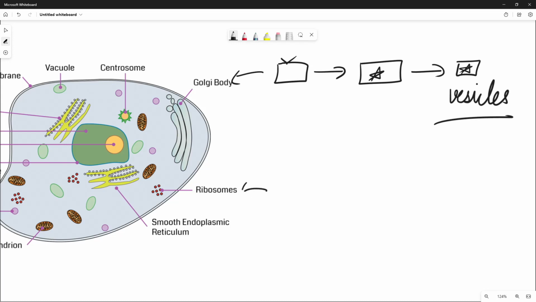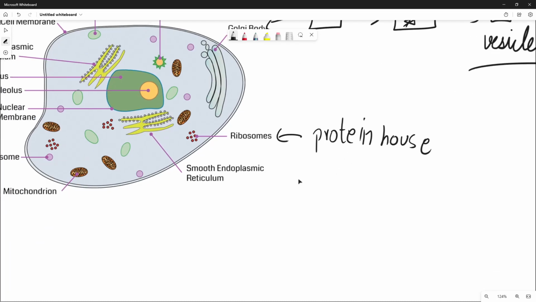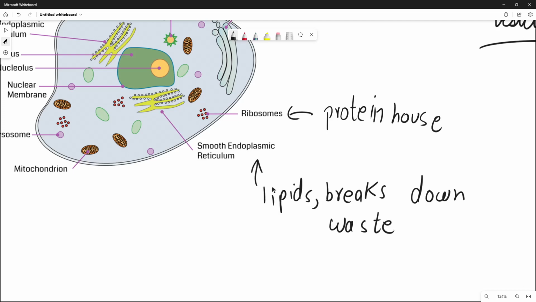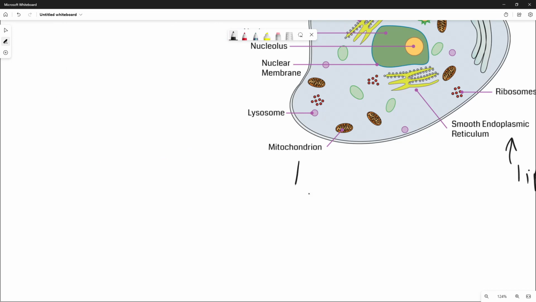Ribosomes manufacture proteins. They are the protein house of the cell. Smooth endoplasmic reticulum manufactures lipids and breaks down some waste. Then we have the mitochondria, which by now you should know is the energy house or the powerhouse of the cell.